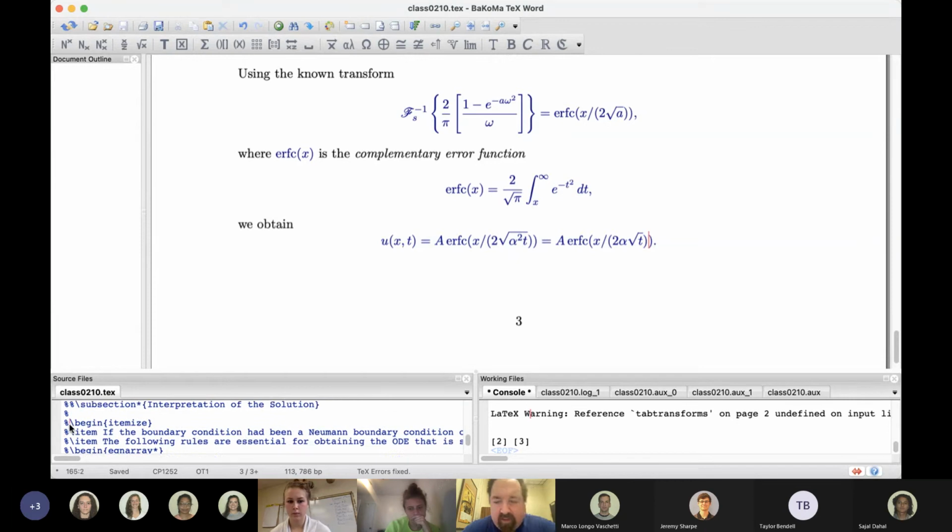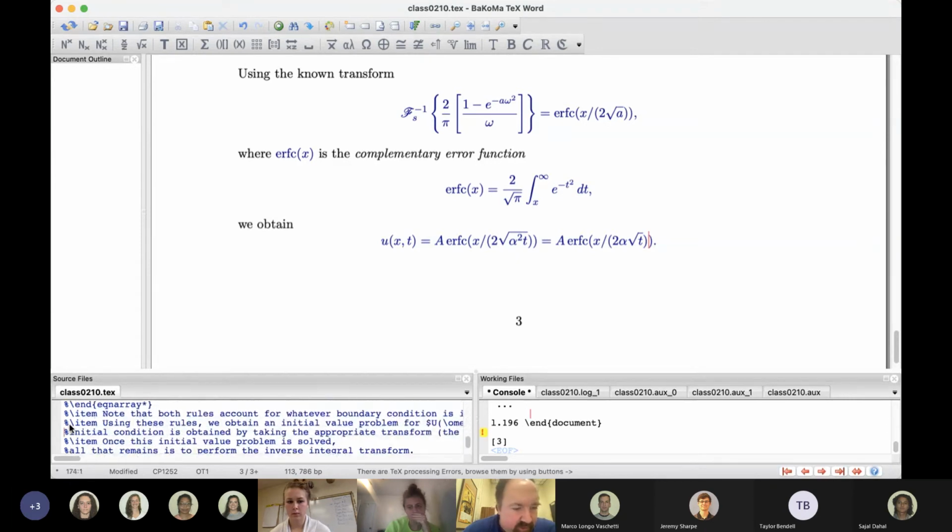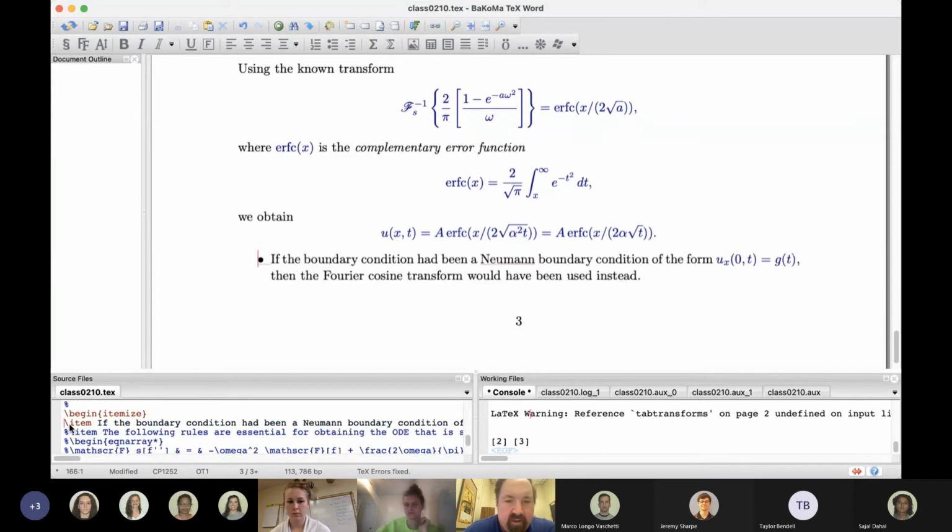Now, a couple comments I want to make about this process. In this case, we had a Dirichlet boundary condition, u of 0,t equal to a constant. If it had been a Neumann boundary condition, so du/dx of 0,t would be g of t for some given g of t, then we would use a cosine transform instead of a sine transform.